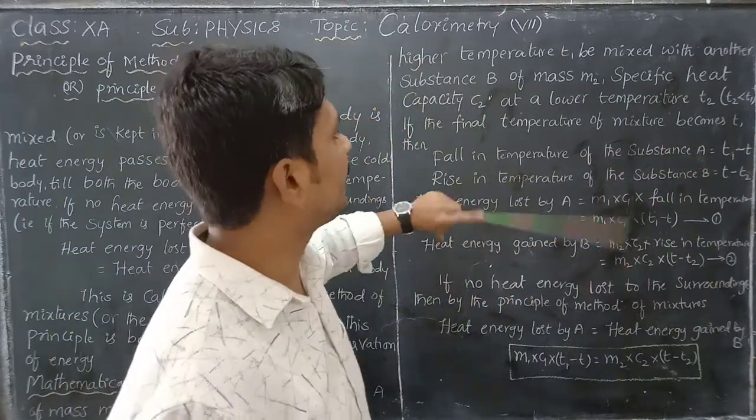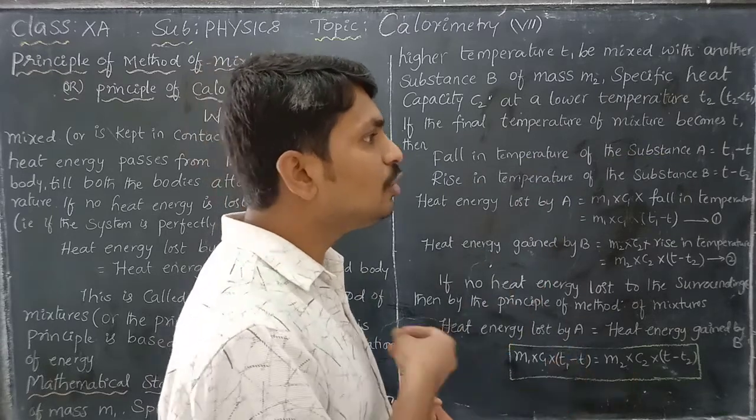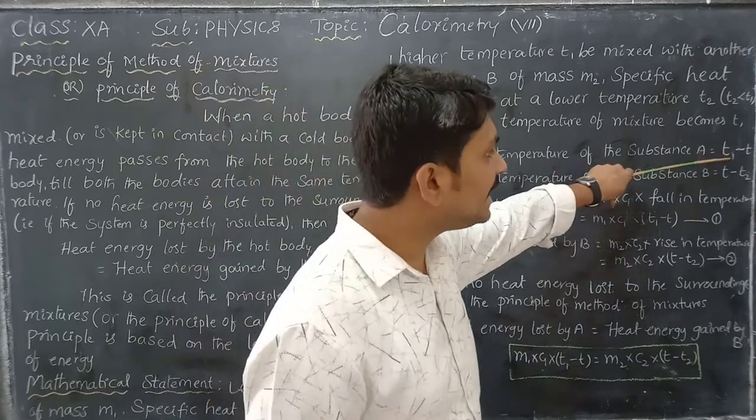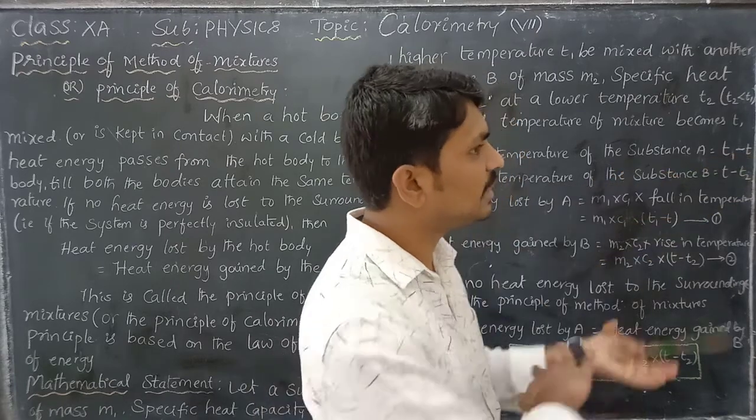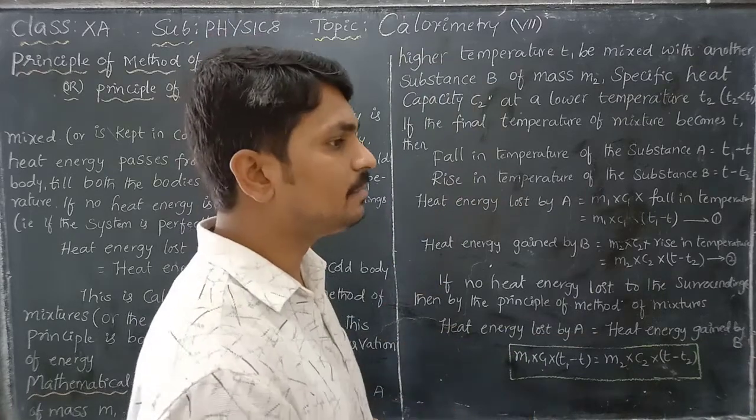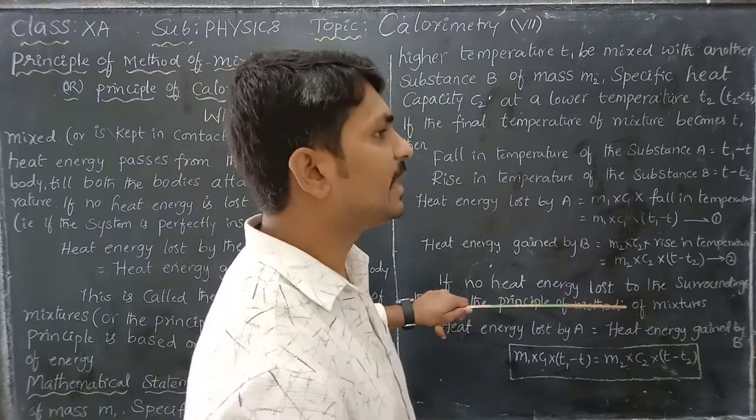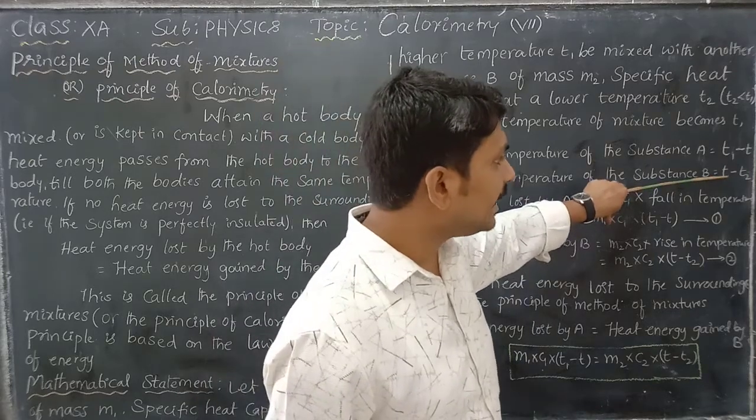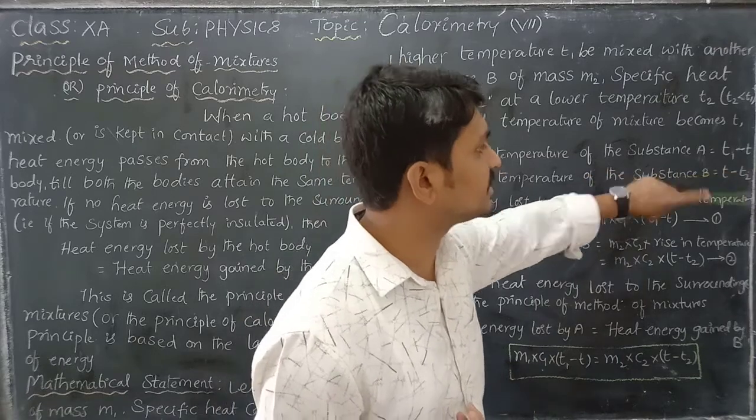Next, the falling temperature of substance A. After mixing, the hot body will lose some heat. The fall in temperature of substance A is T1 minus T: initially it is T1, finally T, so the difference is how much it has lost. And the rising temperature: at the same time, body B gains the heat energy, so its temperature increases. The rising temperature of substance B is T minus T2, where T2 is the lower temperature than T.